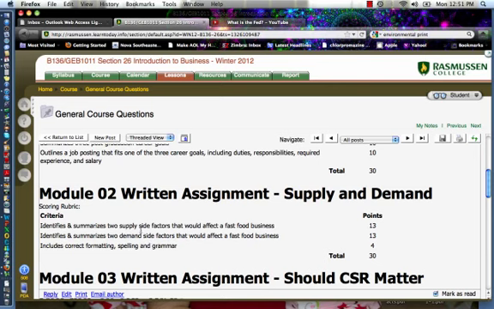I strongly recommend making sure to use the keywords of supply and demand, and you'll notice that the rubric states they want you to discuss how supply factors affect a fast food business, as well as how the demand factors affect a fast food business. Now, a fast food business can be Wendy's, McDonald's, KFC, any fast food business that you can think of, but you want to pick one specific business and focus only on that one business. If you focus on too many businesses, the supply and demand factors might change. So just make it easier on yourself and pick one restaurant.